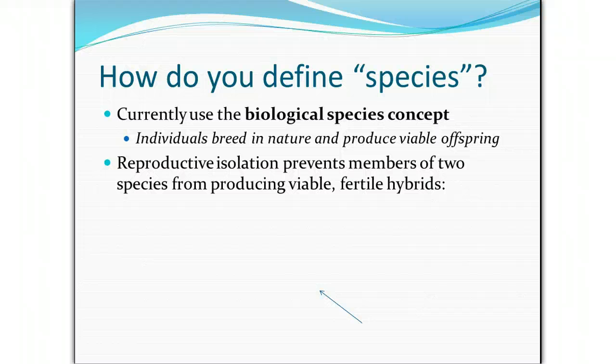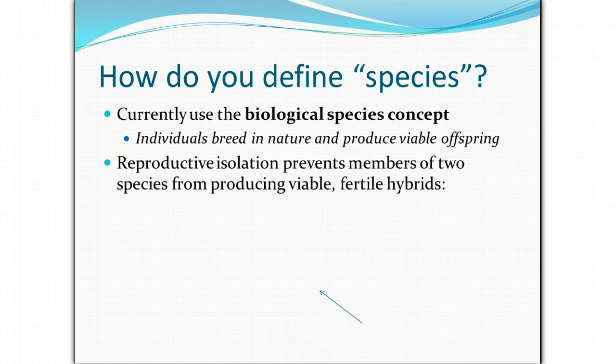And there is something called reproductive isolation. So it's exactly what it sounds like. It prevents two members of different species from producing viable, fertile hybrids. And hybrids is what we call the offspring from two different species. So reproductive isolation is what prevents members of two different species from producing viable, fertile hybrids.